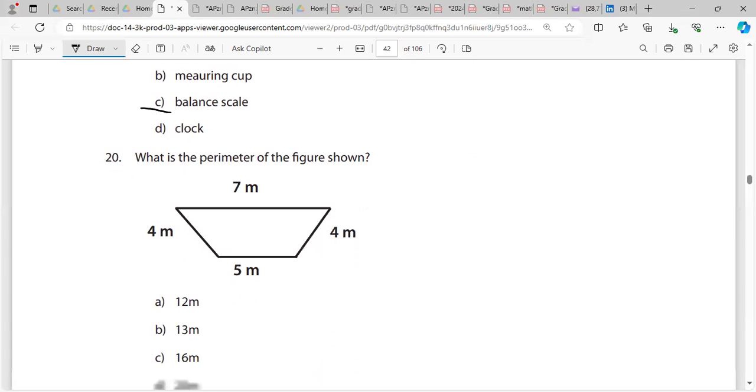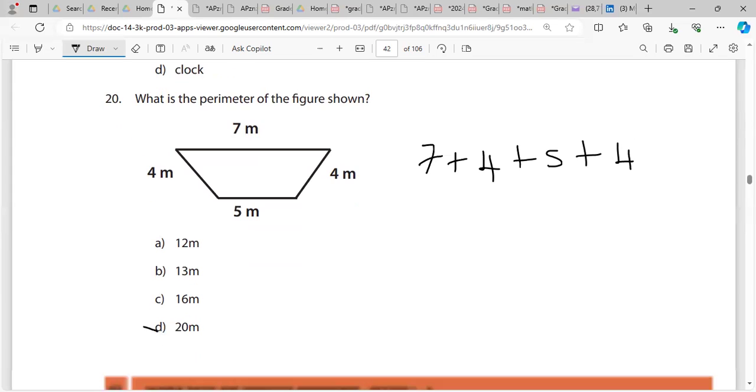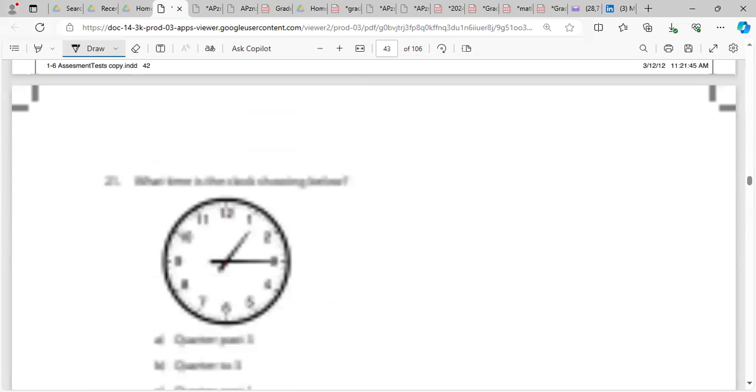Alright. Number 20 says, what is the perimeter of the figure? Now, perimeter means the total distance around. So we're going to add all the numbers. So we're going to add 7 plus 4 plus the 5 plus another 4. So we have 2 4s. So let's go. 7 plus 4, 11, plus 5, 16, plus that 4, 20. So the perimeter is 20 meters. Sorry that I didn't have the unit, guys, but you know, we did the thing.